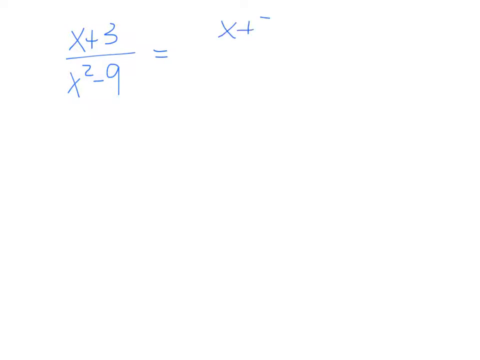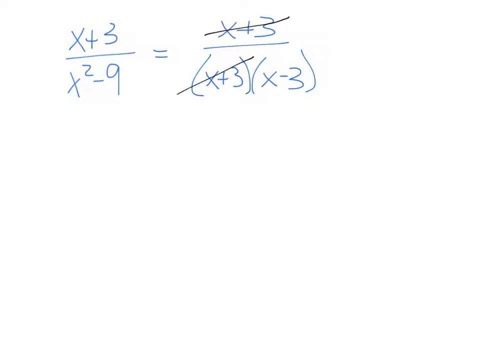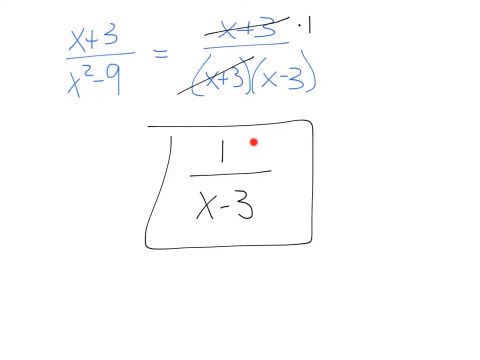X plus 3 stays where it is. The denominator is a difference of squares. So that factors to x plus 3 and x minus 3. X plus 3 and x plus 3 cancel. We'll cancel the whole factor, not just part of it, the whole thing. And we're really left with a times 1 up here, so make sure you understand that. And so the numerator is just 1, and the denominator is now x minus 3. Now that's simplified. There is no factor shared in the numerator and denominator.